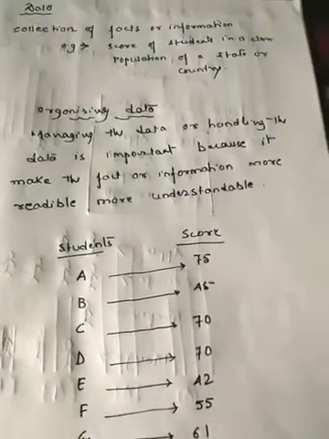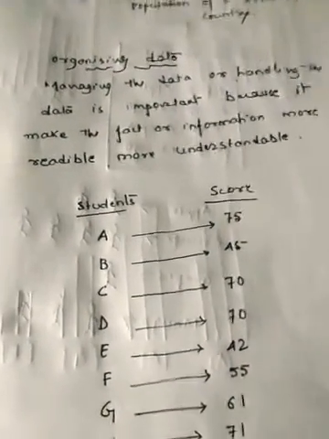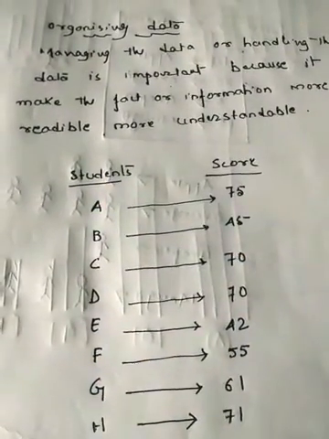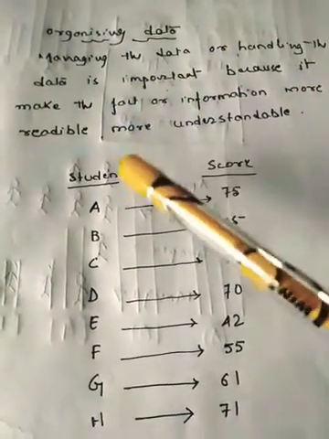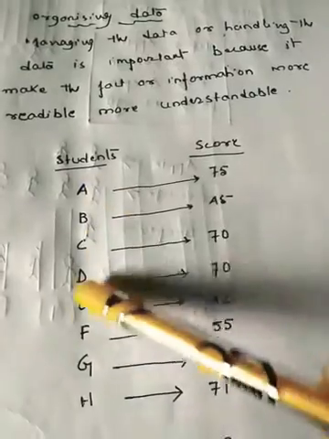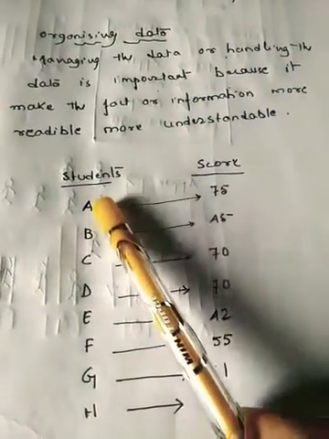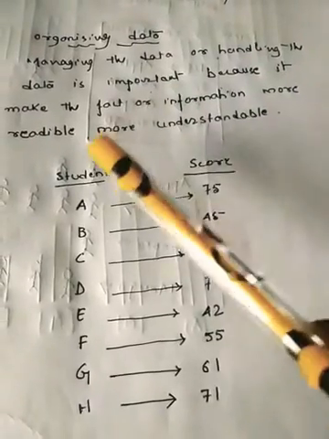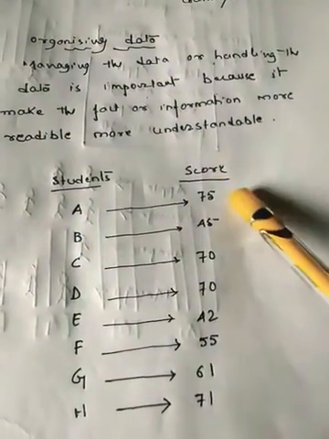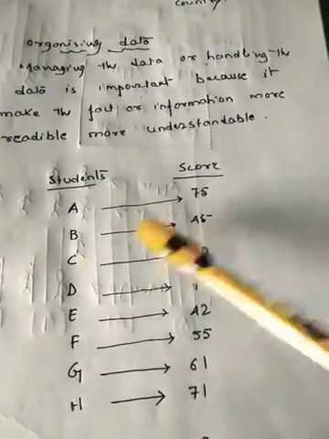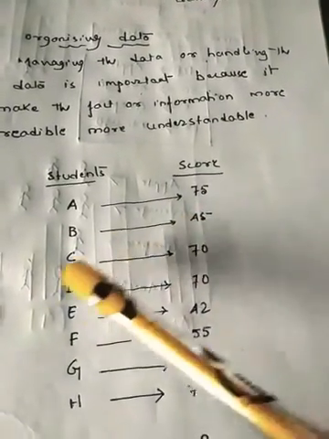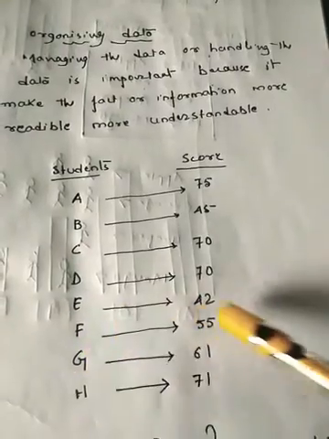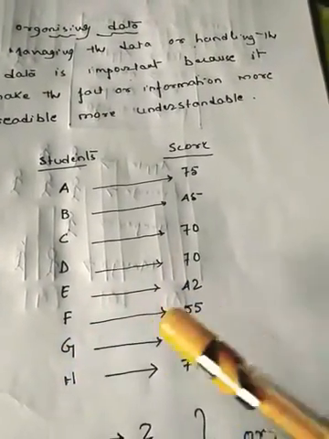That is, suppose one example. Suppose in a class there are some number of students. I have not written the names. I have related the names with some letters A, B, C, D, E, F, G, H. Okay, so student A has scored 75 marks out of 100. The total marks is 100. So student A has scored 75 marks, B has scored 45 marks, C 70 marks, D has scored 70, E has scored 42, F 55, G 61, H 71.